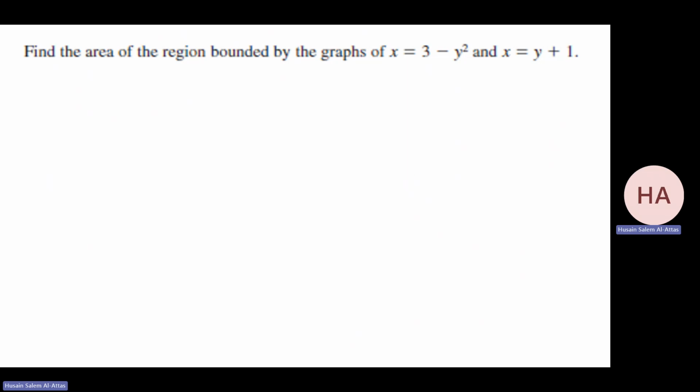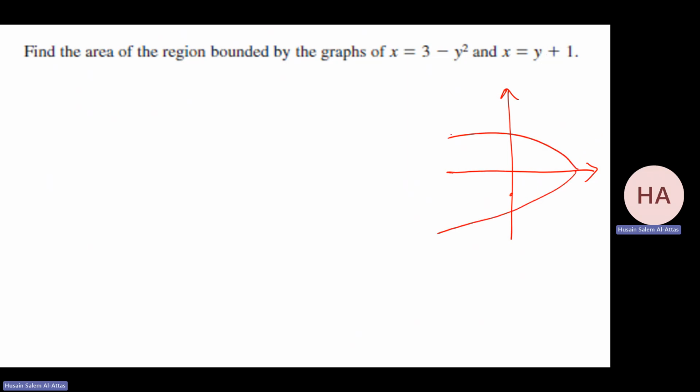I have x equal. It's the easy line. At x equals 0, y is -1. So it's the same line we did before. But this one is the parabola going to the other side. Now let me graph the parabola first.